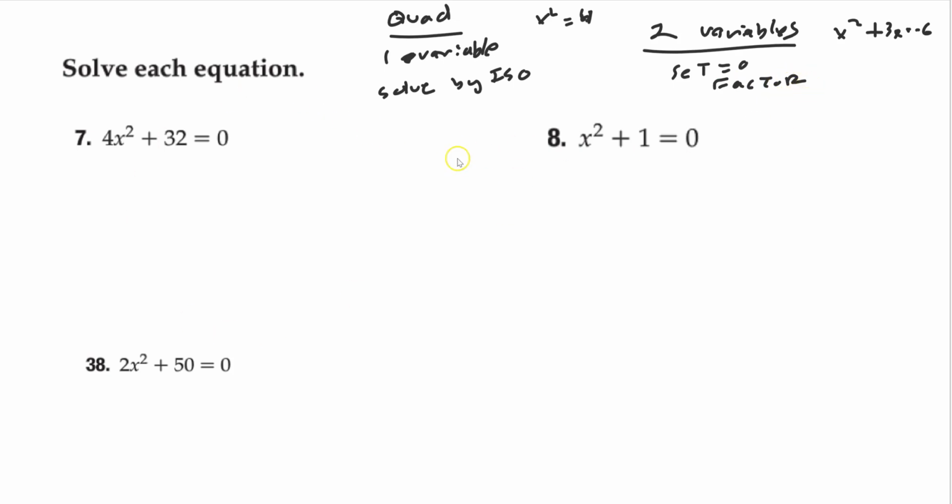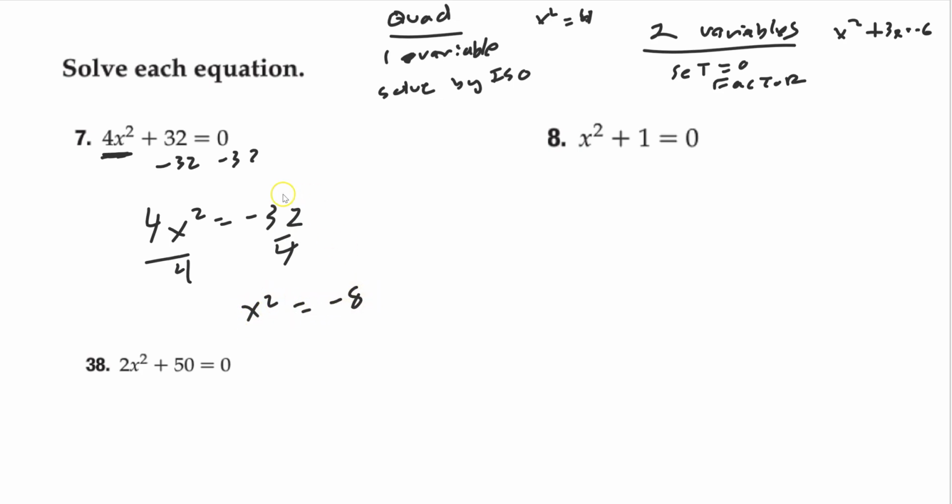All these are going to have one variable, so we're just going to solve by isolation. I want to get the 4x squared by itself, because there's only one variable, so let's subtract the 32. 4x squared equals negative 32. Divide that by 4. X squared equals negative 8. Square root it.